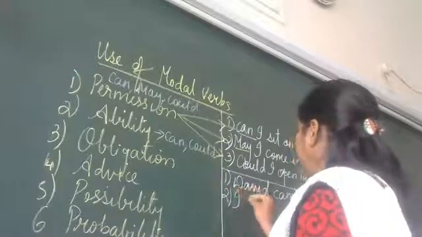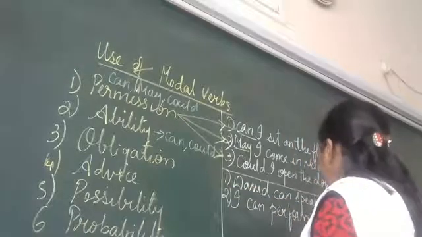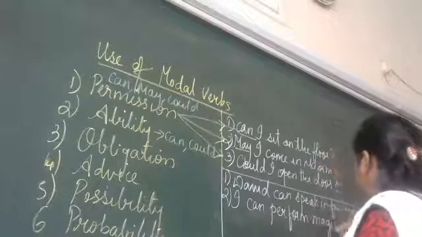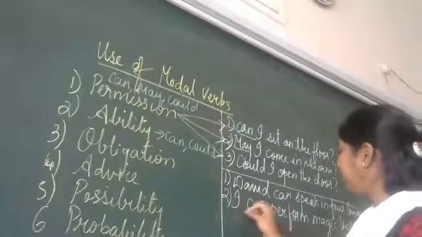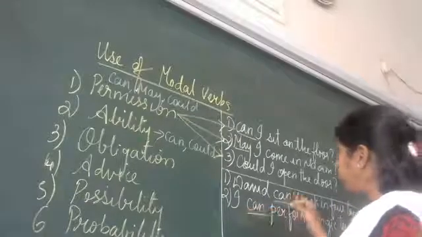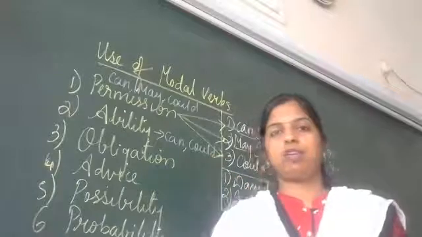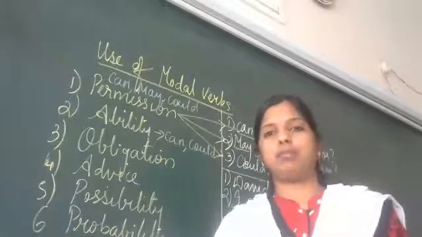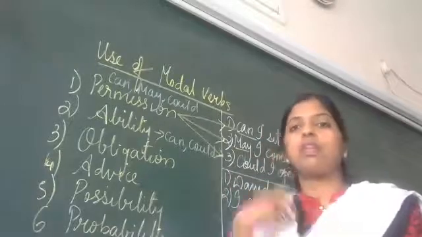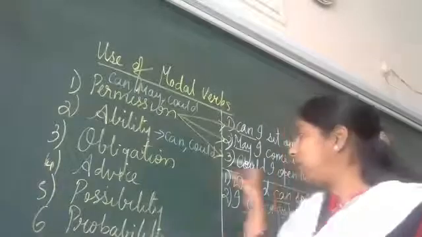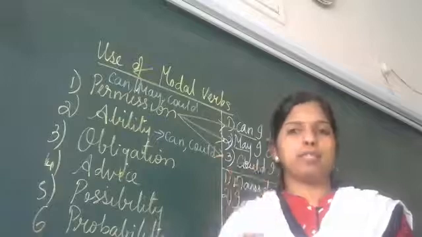Okay. I can perform magic tricks. That means here again can and can tell us about the ability, your caliber. What David can do, he can speak. What I can do, I can perform. So here can is used for the ability of a person.